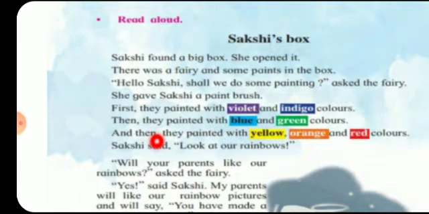Then they painted with yellow, Y-E-L-L-O-W, yellow, orange, O-R-A-N-G-E, orange, and R-E-D, red colors. So one by one they were using the colors and they were painting something. Sakshi said, look at our rainbow. So what have they prepared? Both of them, Sakshi and the fairy, have prepared a beautiful rainbow.